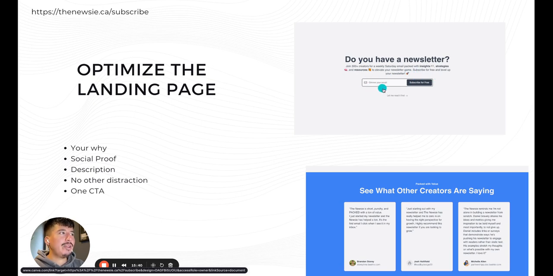And then I made it fun. Give me your email. Subscribe for free. Or I give them the option, let me read it first. If they're not into it, then they can read it first. And then of course, like I said, you want to have social proof.